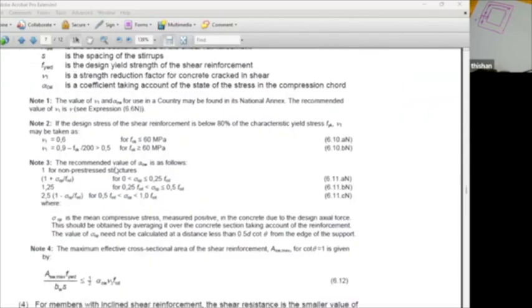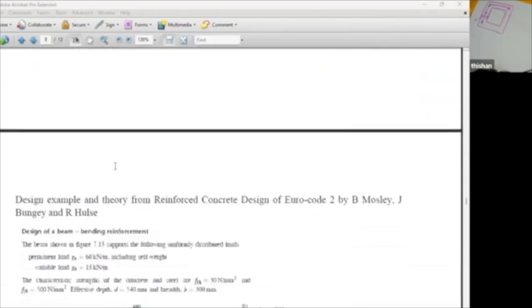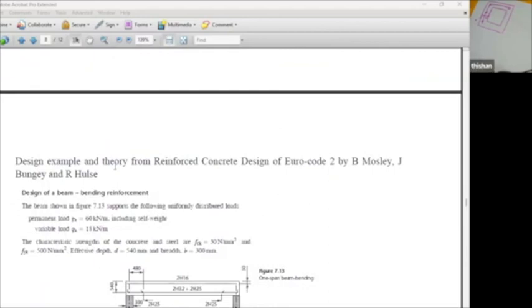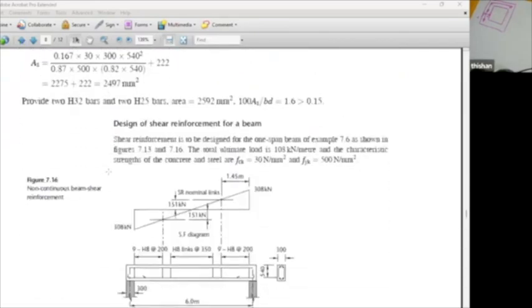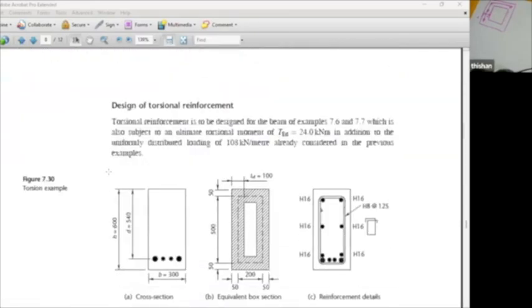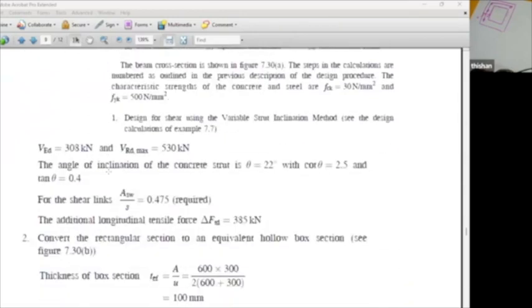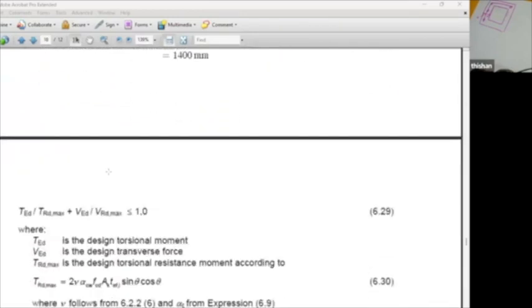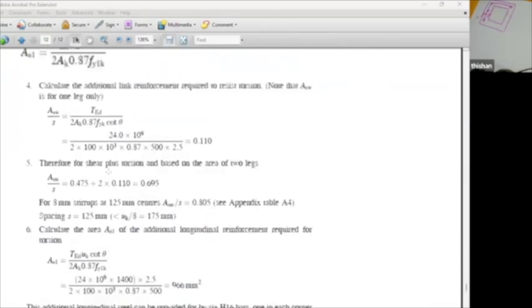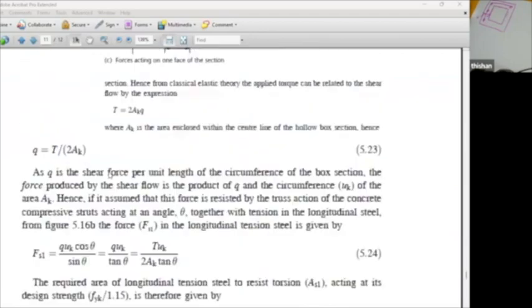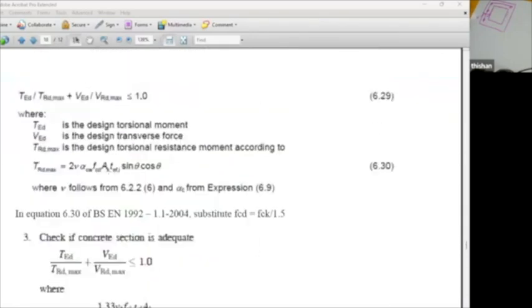Then we look at the design example. I'll use the design example from Mosley and Bungey's book, because it's a good example. It tells us a lot of information. So we look at this particular example.